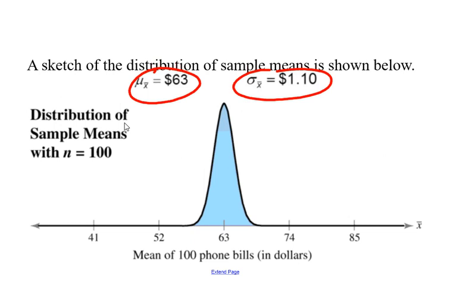What this means is if I took a bunch of samples and found the average of each of the samples, they would tend to be very close to $63, and their spread, their standard deviation, would be $1.10. So they shouldn't be that far away from $63 if I took a bunch of samples, size 100 in each sample, and found their average.